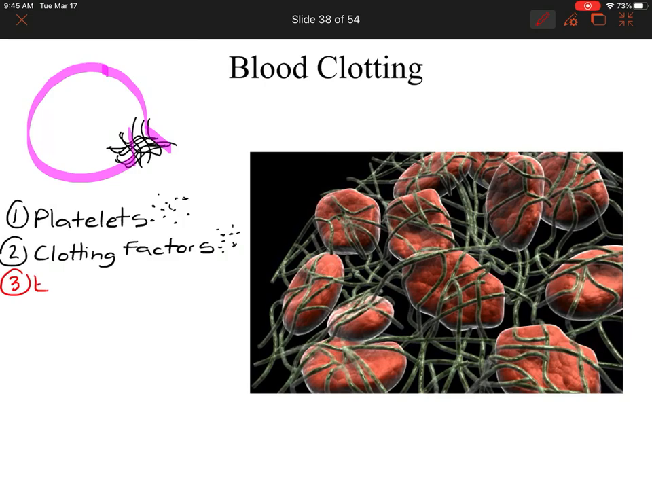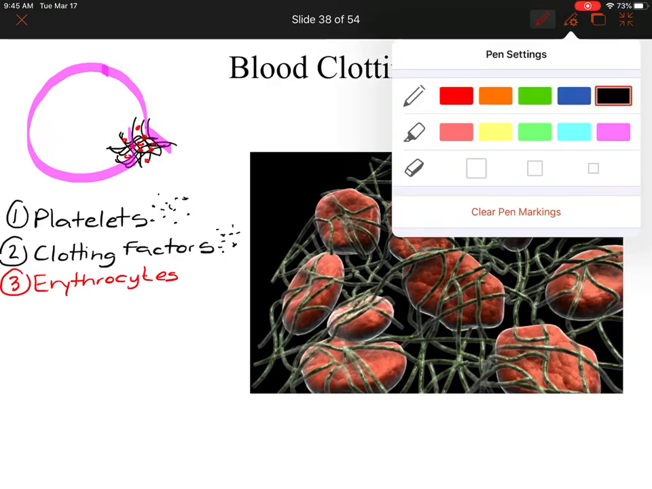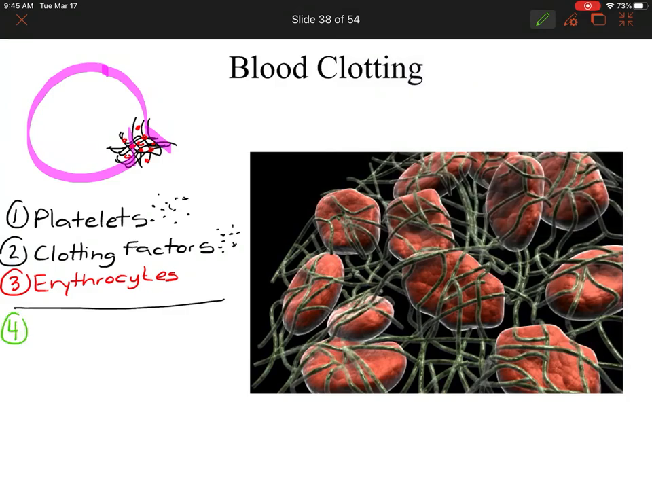Then erythrocytes will get trapped in that meshwork, and that forms a clot. So a clot is made of platelets, clotting factors, and erythrocytes, and they plug up the hole in a blood vessel. That blood vessel will start to fix itself, and then eventually macrophages will come in to dissolve the clot.